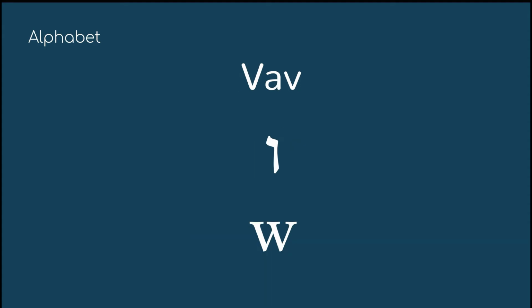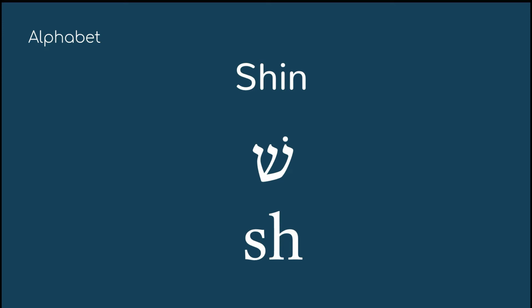Next, we have the vav. Vav is similar to yod in that it sometimes is used as a vowel letter, and it's pronounced w or v. W in Biblical and v in modern. Then we have shin. Shin, you'll notice, has a dot of its own in the top right-hand corner. This will be important to remember to distinguish it from another letter you'll learn later on.